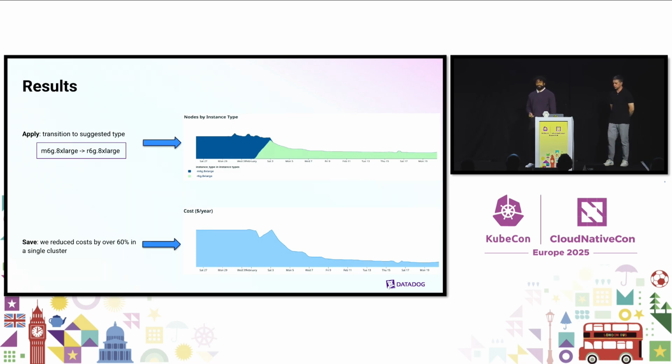So you can see on the top graph, we significantly reduced the number of instances we needed. And on the bottom, you can see we significantly reduced our costs by over 60% in just this one cluster. So this validated to us that our approach of choosing the optimal instance type did in fact work, and we wanted to expand this to the dozens of clusters that we run on.